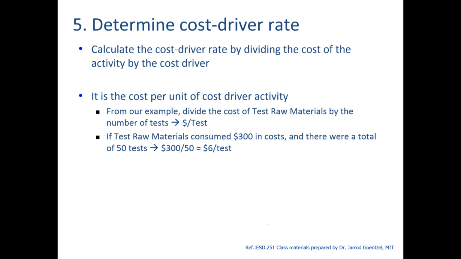In step 5, we calculate the cost driver rate. This is very simple. We take the costs that were associated with the activity and then we divide it by the cost driver. From our example, we would divide the cost of the test raw materials activity by the cost driver, which we know to be the number of tests. So if the test raw materials activity generated $300 in costs and there were 50 tests conducted, then the cost driver rate would be $300 divided by the cost driver of 50 tests for a cost driver rate of $6 per test.